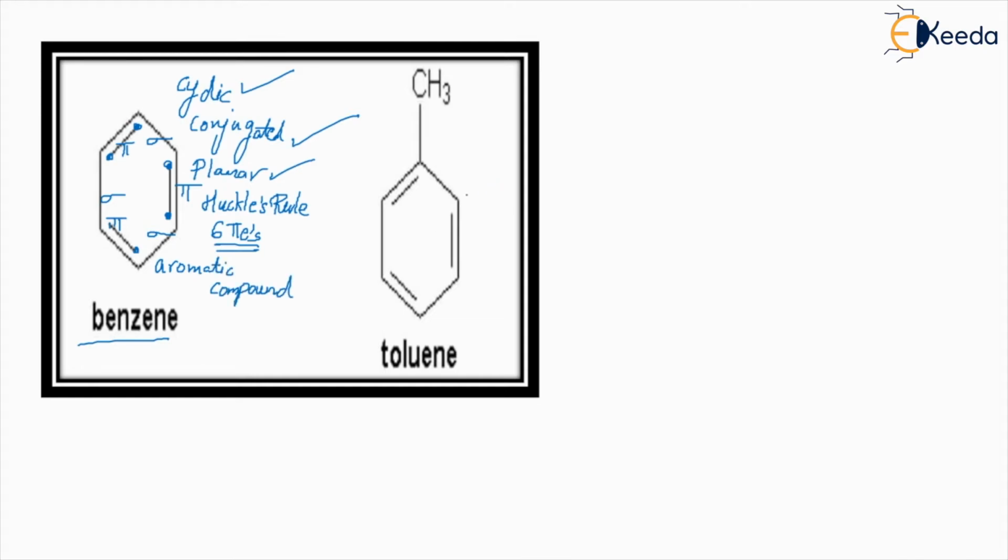In the same way over here also, is toluene cyclic in nature? Yes, it is cyclic in nature. Is it conjugated? Let's see. Pi, sigma, pi, sigma, pi, sigma. This is just an extension. CH3 is just an extension. So yes, it is conjugated in nature as well.